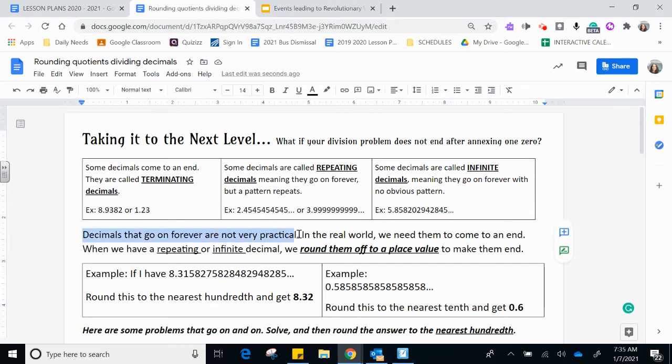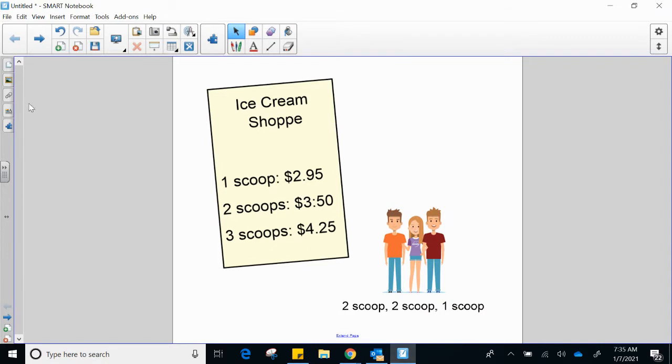So it says here in your paper that decimals that go on forever are not very practical. Like forever is a really hard thing to manage. So in the real world, we need decimals to come to an end. If we have a repeating decimal or an infinite decimal, we need to stop it somewhere. But we can't just cut it off. We have to do it mathematically by rounding them off to a place value that makes sense to make them end. So I'm going to go ahead and show you what I mean by that.